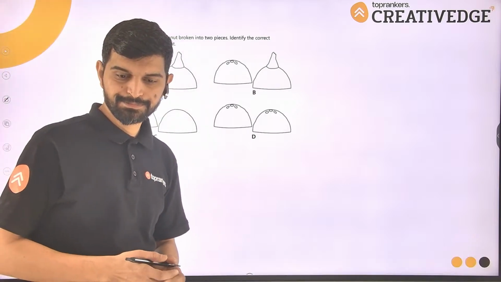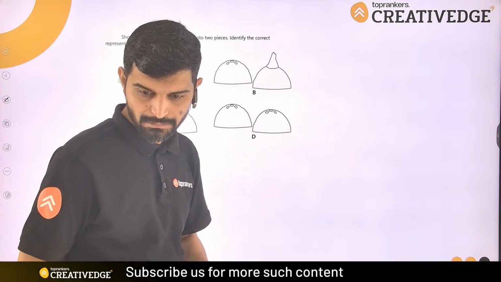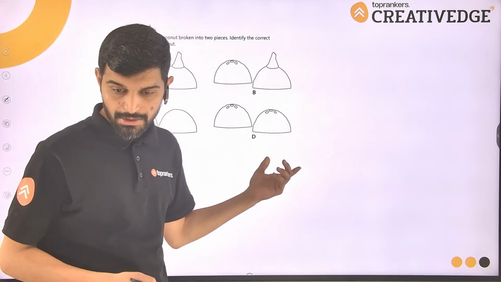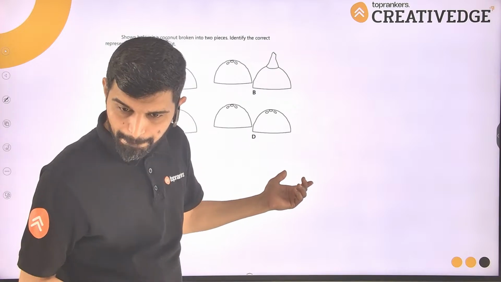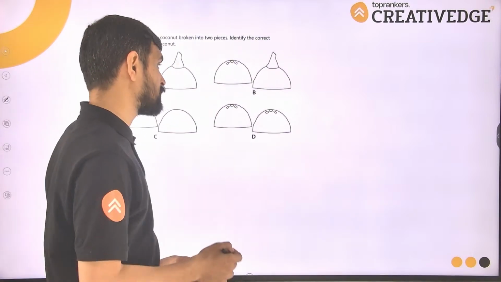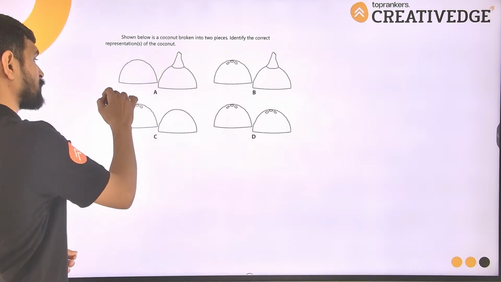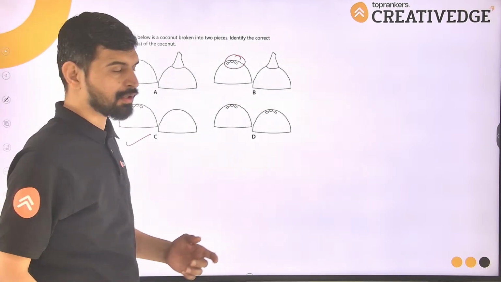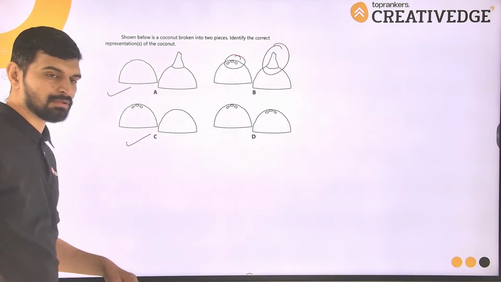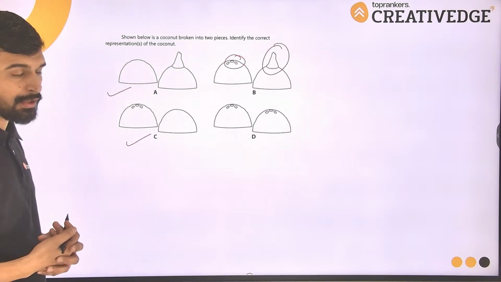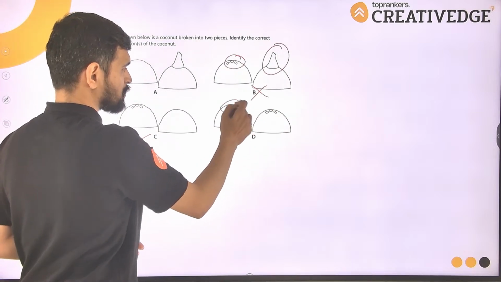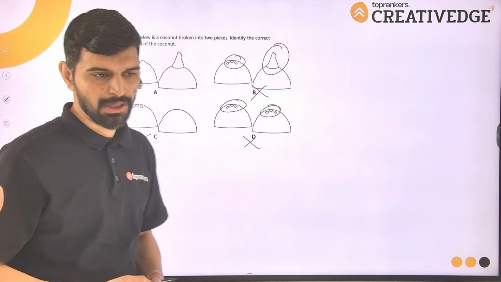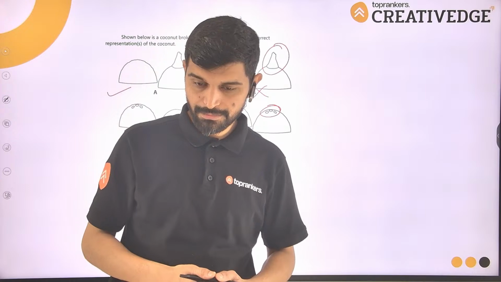कम ऑन. कैन दिस बी डी? Can this be D? Yes. A and C are absolutely correct. See, these three dots or these three circles are normally seen on the side where this kind of shape is there on the coconut. So these two together cannot exist in a single coconut. But yes, A and C are possible. Good one.